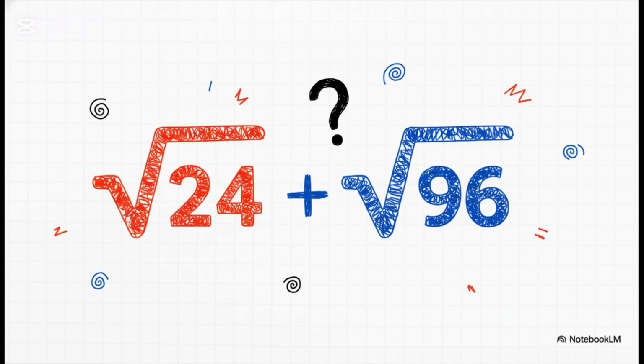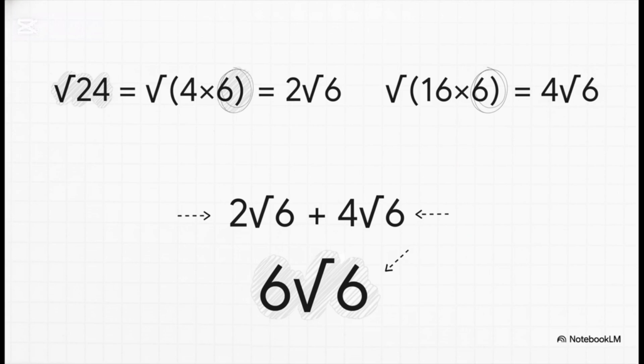Look at this one. Root 24 plus root 96. Right now, they look totally different, right? You'd think you can't add them. But just watch what happens when we simplify. Okay, let's break it down.